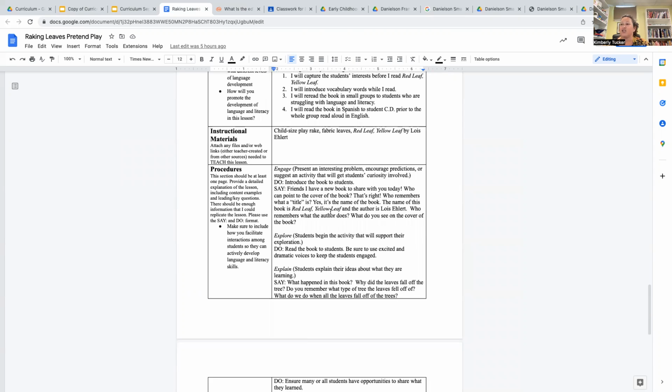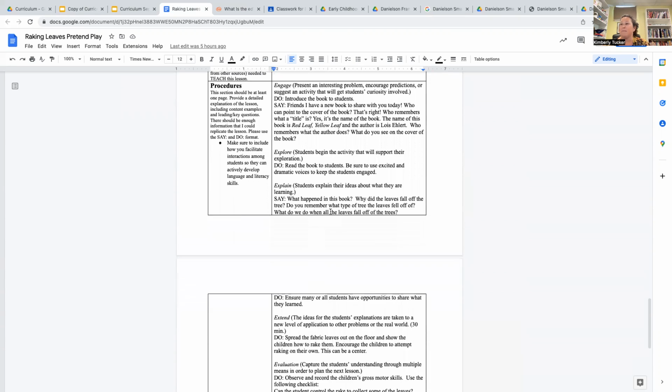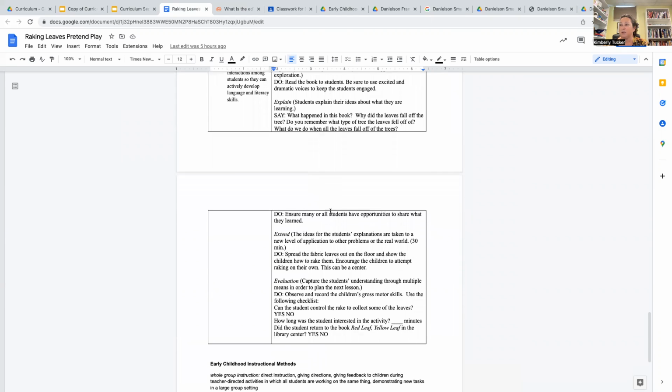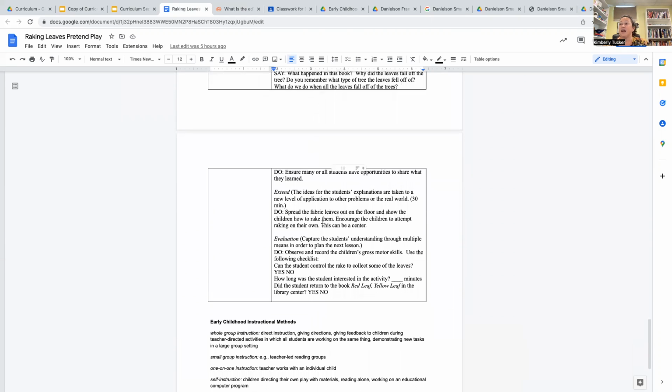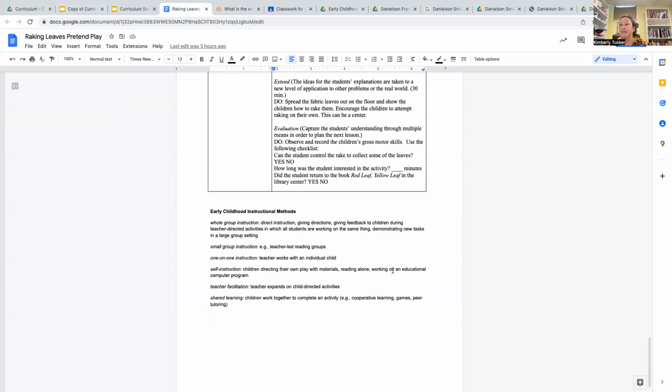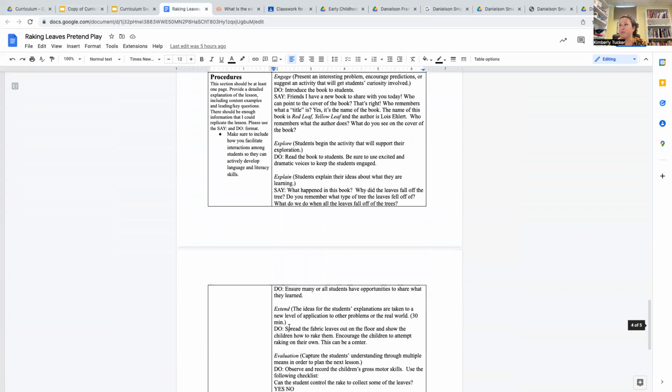In the engage section and explore, I'm reading it to them. And explain, I'm asking some comprehension questions and we're discussing the book. In Extend, I'm spreading those fabric leaves out and I am showing them how to rake. And then I'm probably sending them off to centers where some of them will choose to rake. And my evaluation is that I'm going to observe them with that checklist that was in the assessment section of the lesson plan. Those are the early childhood instructional methods just defined for you below.